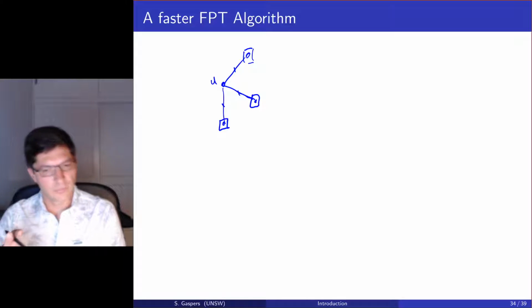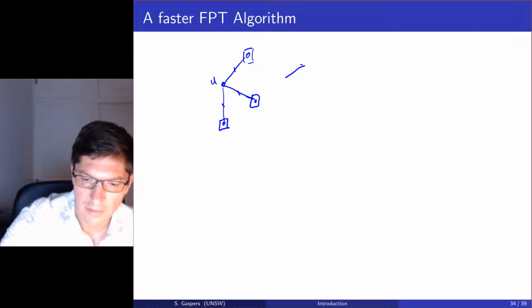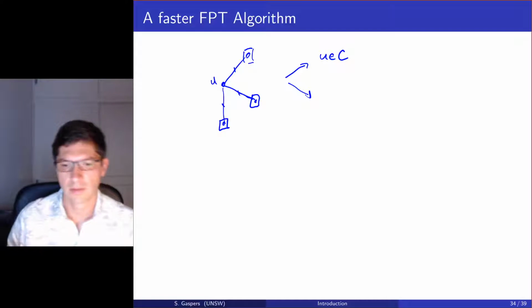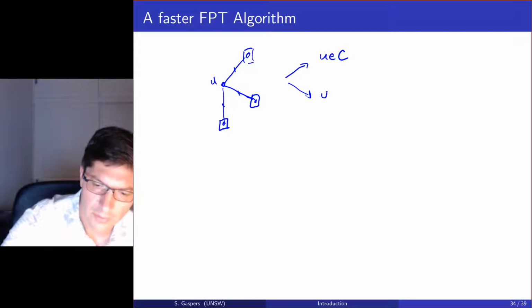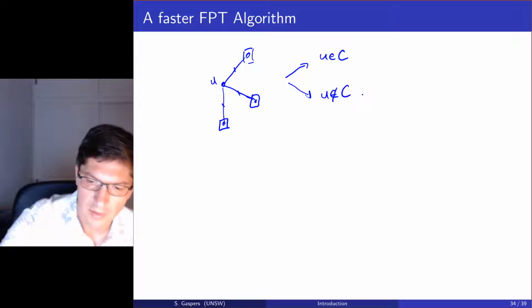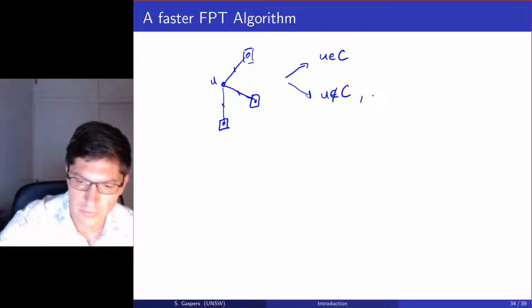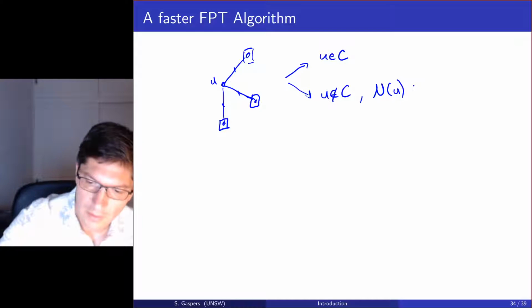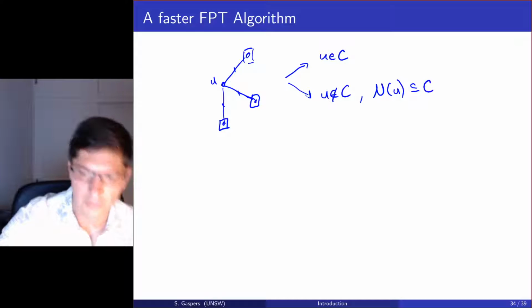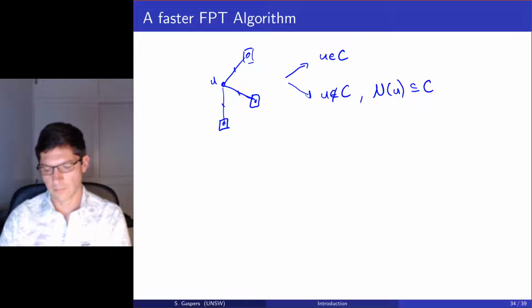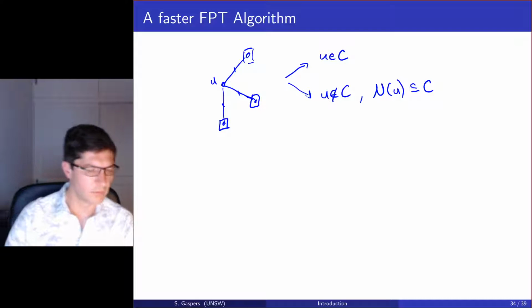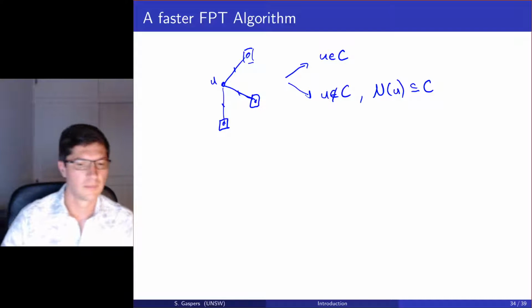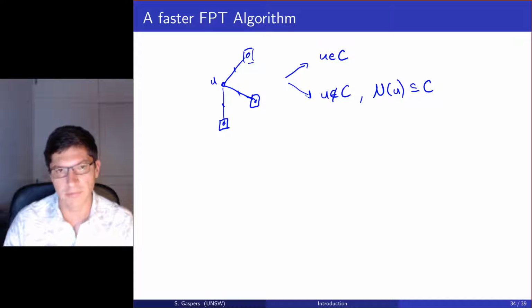So we can branch into two cases now. Either u is in the cover, or u is not in the cover, but then all the neighbors of u, and we write this N of u with round brackets, must be in the vertex cover. Okay, so why is this useful? Because u could just have one neighbor, and then we don't get anything better than what we had before, right?